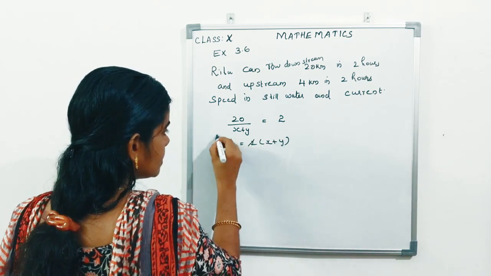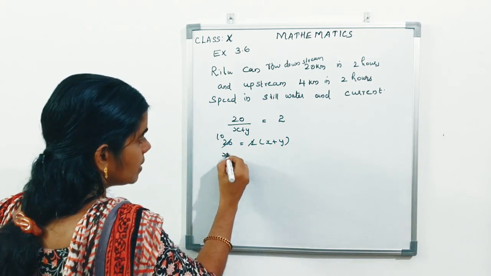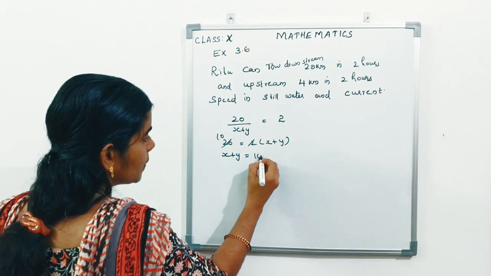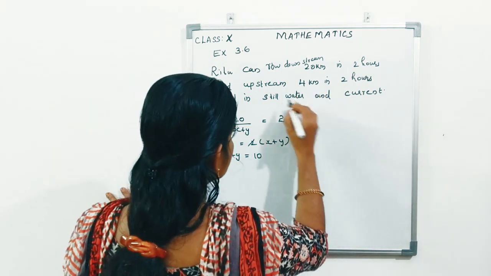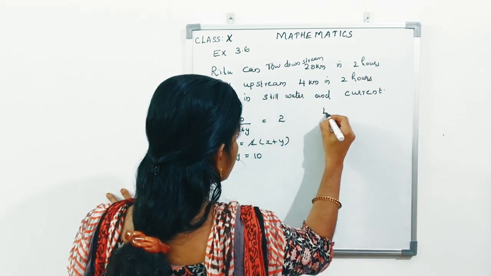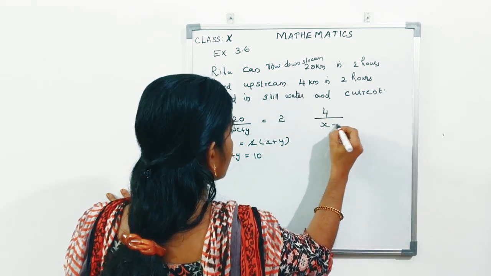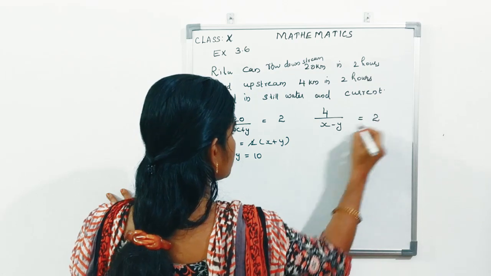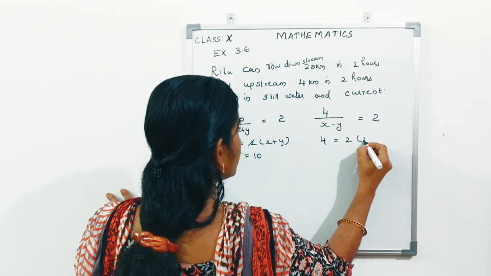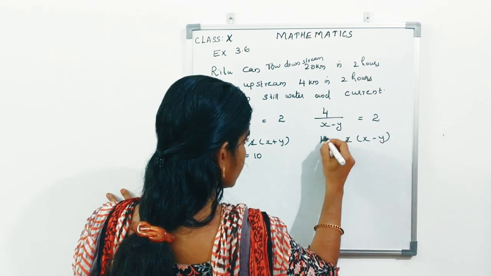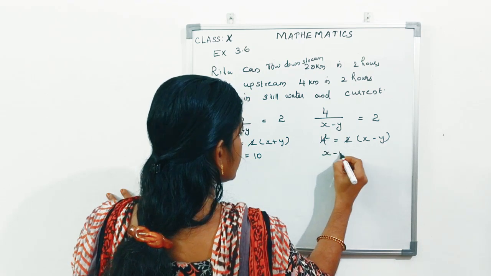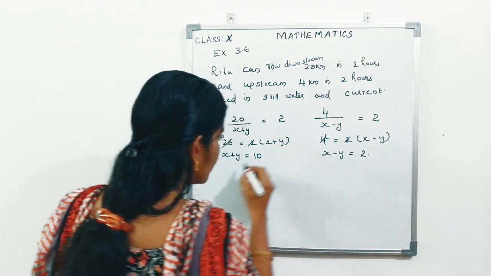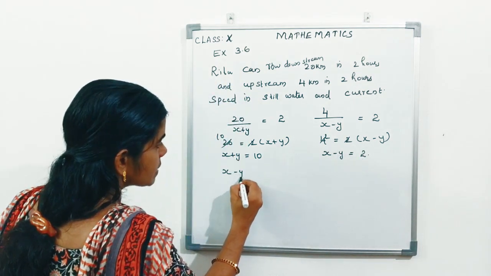We can cancel this, then you will get 10. Then x plus y is equal to 10. That is the first equation. Second one, upstream 4 kilometer: 4 by x minus y is equal to 2. 4 is equal to 2 into x minus y. We can cancel this. Then x minus y is equal to 2. You got two equations.